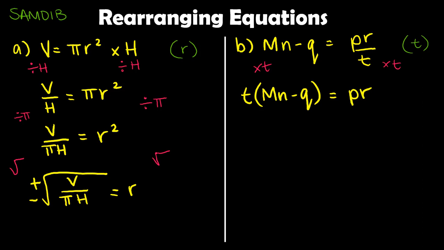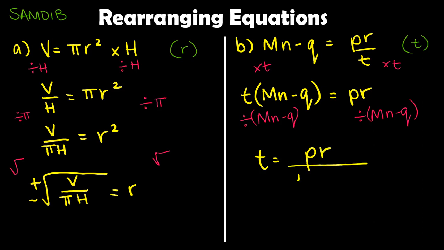This one now is quite simple. To get t by itself, we simply divide both sides by mn minus q. So the trick here was step 1 should always be get your variable off the bottom of a fraction first. So we're left with t equals PR over mn minus q. Just to recap, if you can solve an equation, you can rearrange an equation. Just use SAMDIB. The whole idea is that we're still cancelling terms or values from one side to make one letter the subject. Good luck.